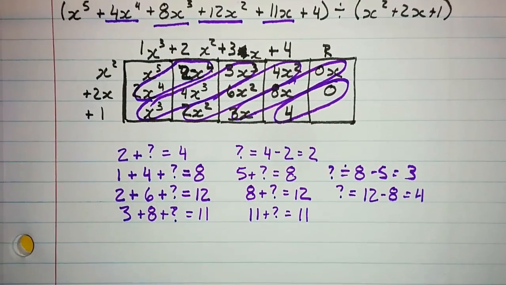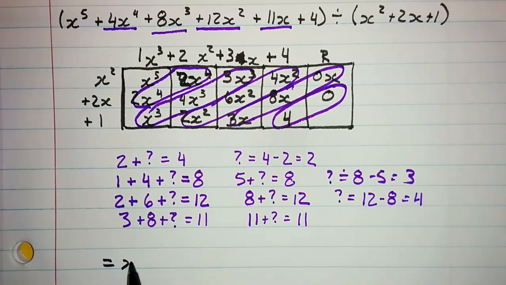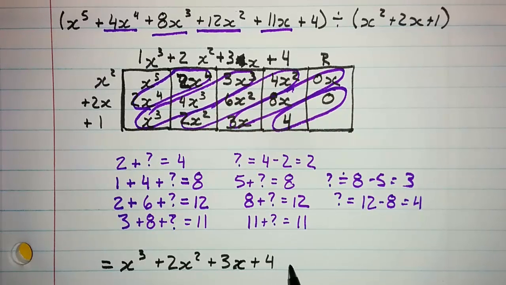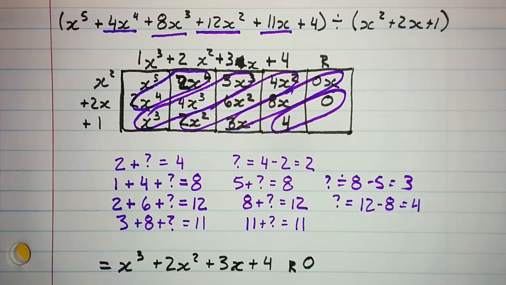What will my answer be? It'll be just x cubed plus 2x squared plus 3x plus 4. And if I want to emphasize that I didn't forget about the remainder, 0.